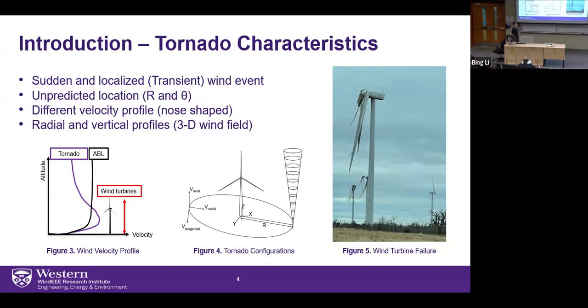And I believe this picture was actually taken a year ago in one of the wind farms in Texas. And it was hit by an F2 tornado, and many of the wind turbines were damaged, and most of the damage actually happened to the blade. The interesting part is if you look closely, you see there's one wind turbine which survived because of the sudden and localized nature of this tornado.